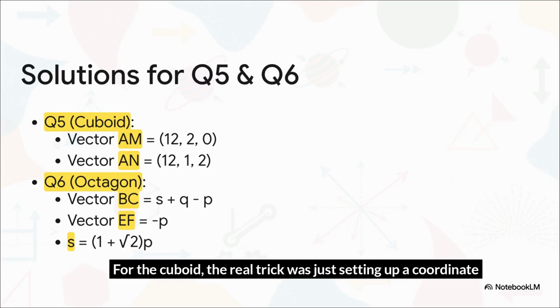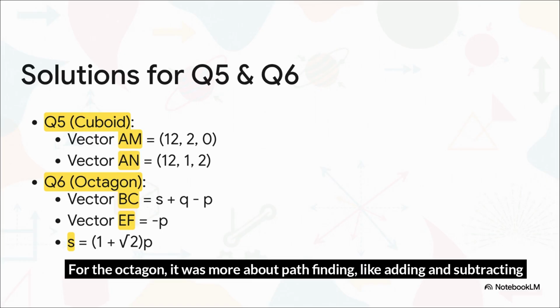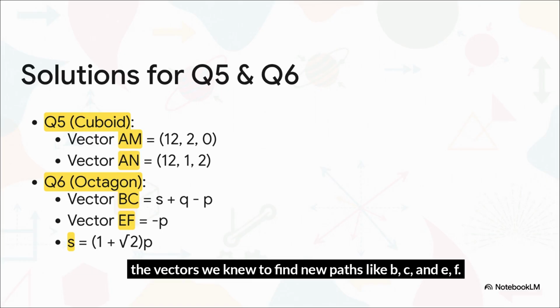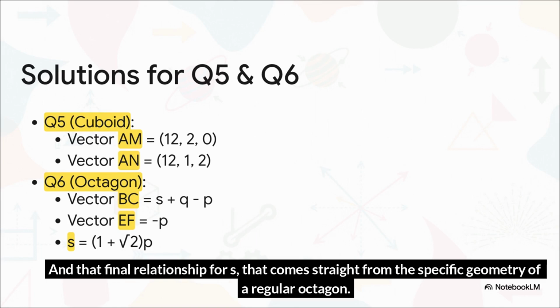For the cuboid, the real trick was just setting up a coordinate system at a corner and then finding the coordinates for m and n. For the octagon, it was more about path finding, like adding and subtracting the vectors we knew to find new paths like BC and EF. And that final relationship for S comes straight from the specific geometry of a regular octagon.